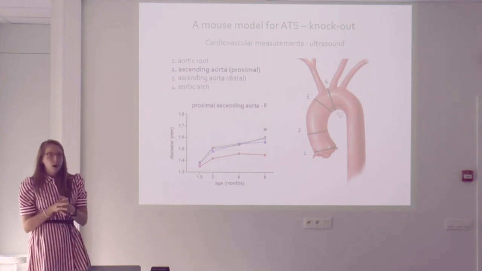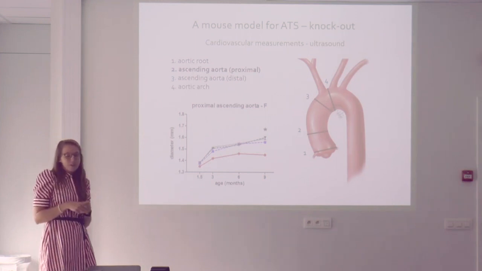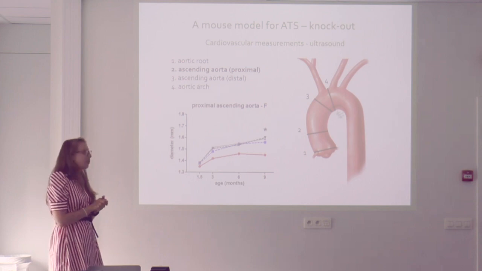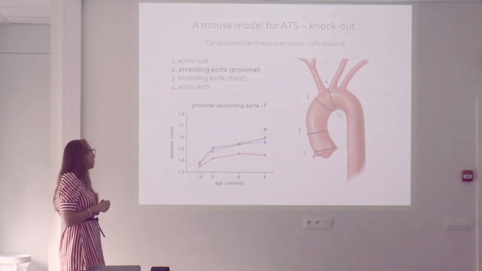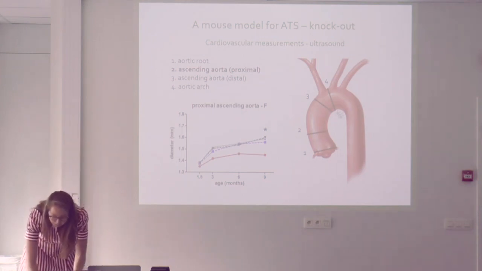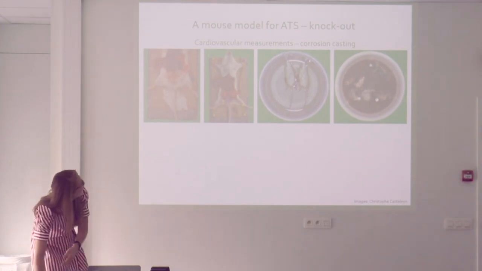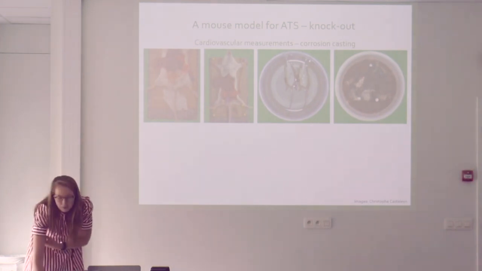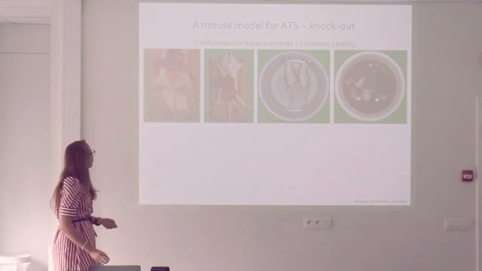We tried that with CT scans, as you might all know, but mice are very tiny. And it's difficult to get a good resolution to see really these tiny, tiny arteries. So we use a different technique, and it's called corrosion casting. This is a really nice technique. It's a bit similar to what was done already hundreds of years ago, but a bit more advanced.